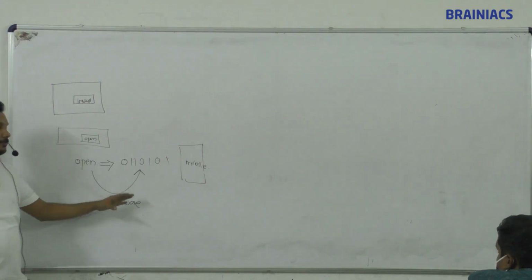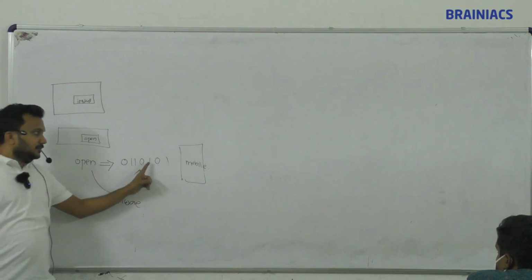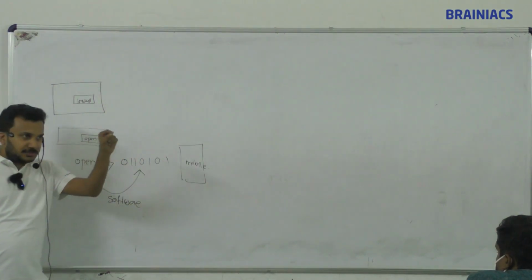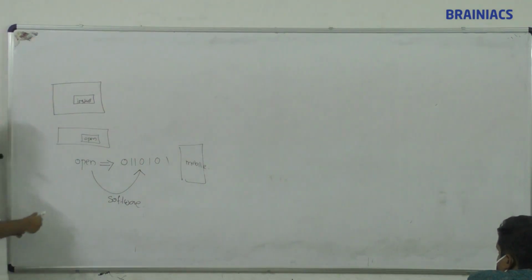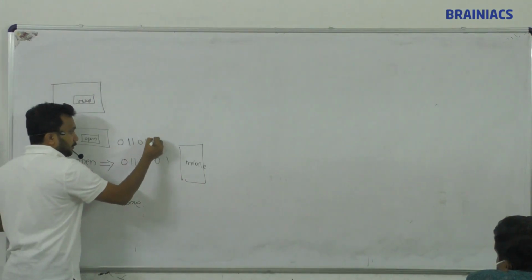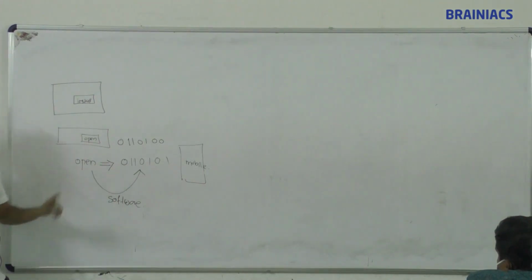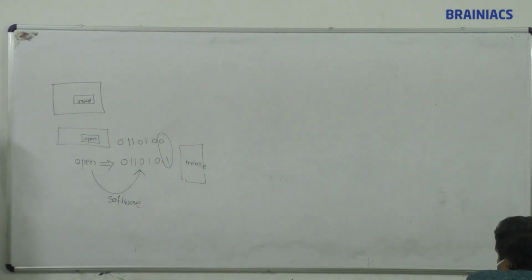Hardware is correct, but there is a problem with the software. So what will happen? Say 'open' means 0110101. If this code is given to the mobile phone, it understands that it has to open. Instead of this code, suppose you have given a 0 at the end. What is the only change? The last bit position. This is called a bit.